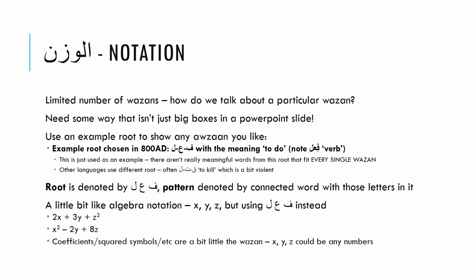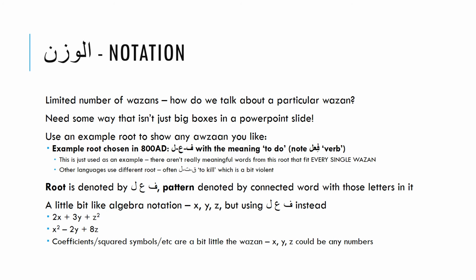approach. So we'll be seeing examples of this in a second, but we're going to denote the root always using fa, ayn, and lam, and then the pattern will be denoted by a nice connected word with those letters in it. This is a little bit like algebra, so don't be scared. We're not doing algebra, all right? I know everyone hates math almost as much as they hate Arabic, but in algebraic notation, we use variables, right? X, Y, and Z. In Arabic, we're going to be using fa, ayn, and lam instead.